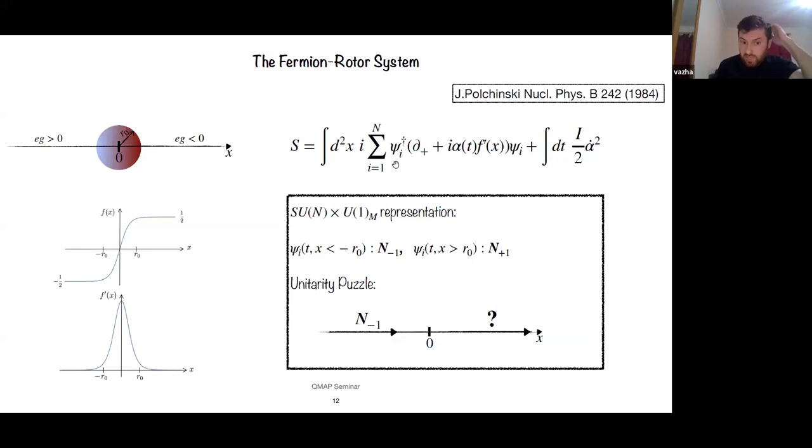To see that we have a puzzle, let's look at how the fermion field transforms under the symmetries. We have, as we said, SU(N) cross U(1), and the ingoing direction under this symmetry transforms as N with charge -1, the fundamental, while the outgoing direction of the fermion field transforms as N with charge plus 1.